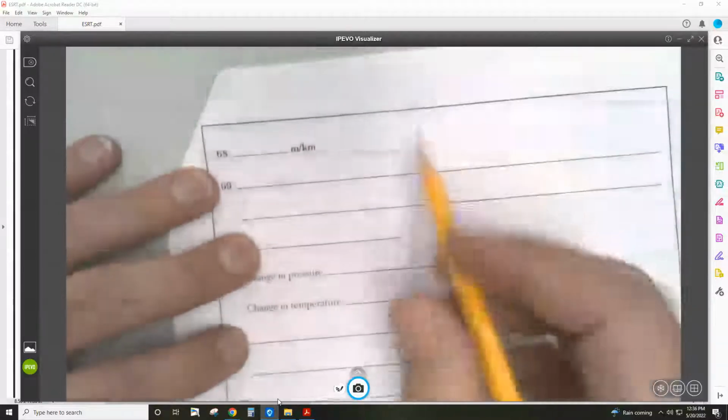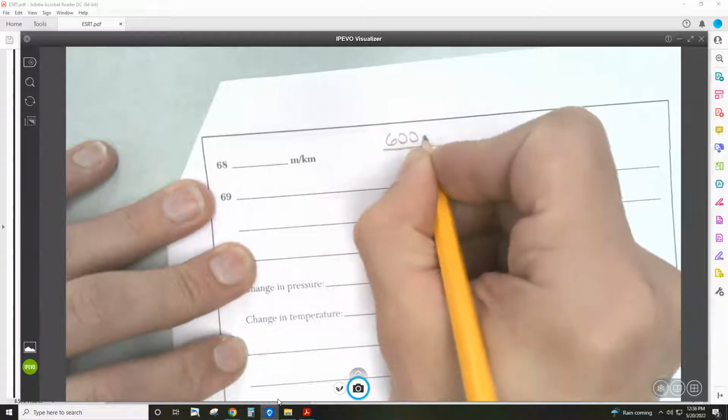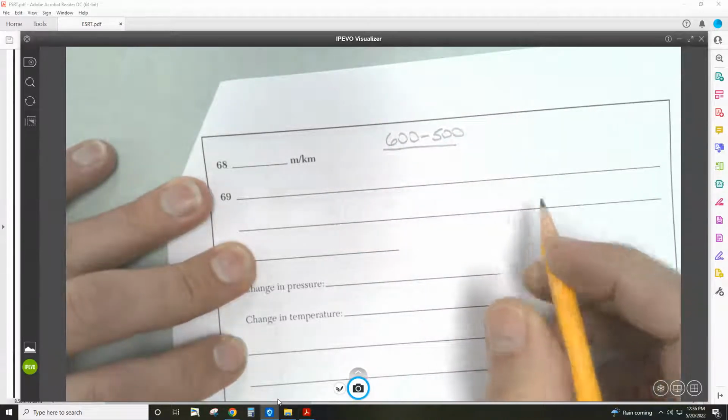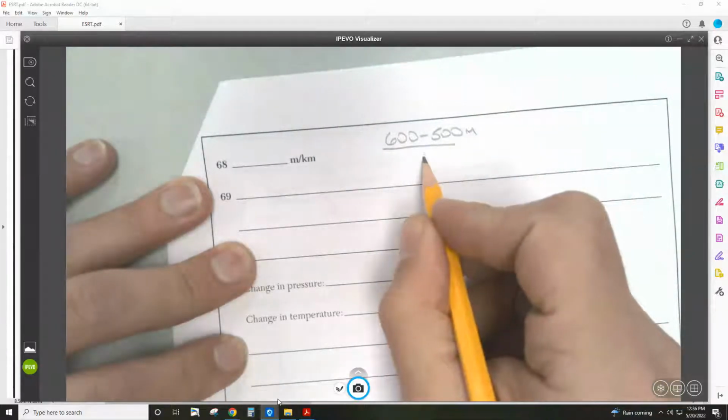And if I write those down, I'm going to look at this part of my answer booklet. I know that my change in field value is 600 minus 500. So those are my two values that I'm subtracting, and that's in meters. Now we have to figure out the distance. That's what's going to go on the bottom.